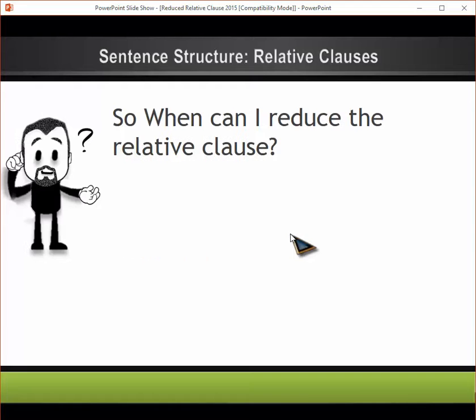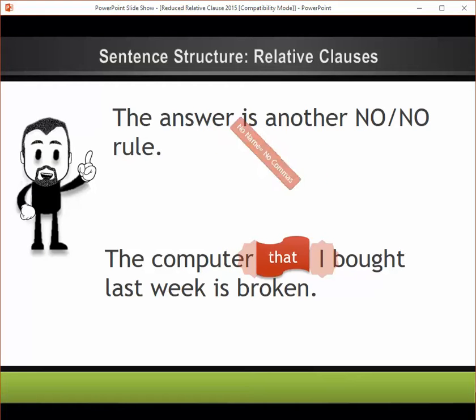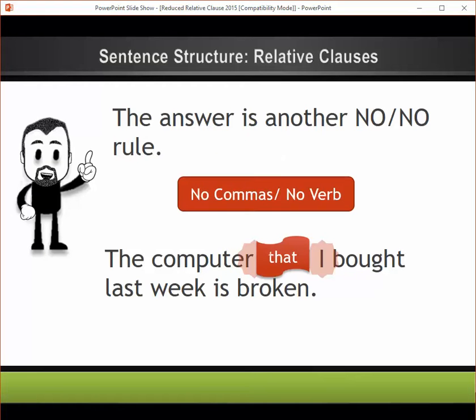So what's the rule? When can I reduce relative clauses? Okay. So the answer is another no-no rule. So we know no name, no commas. That's for sentences in just basic relative clauses. But there's also another one: no commas, no verb.